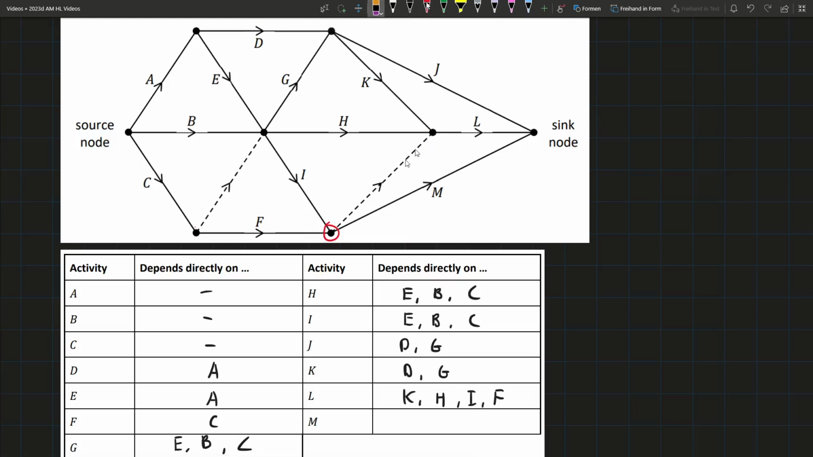Finally, for M, we just have coming out of this node. What are the requirements for this node? It's just I and F, the only two edges going into that node. Therefore, they're the only requirements.